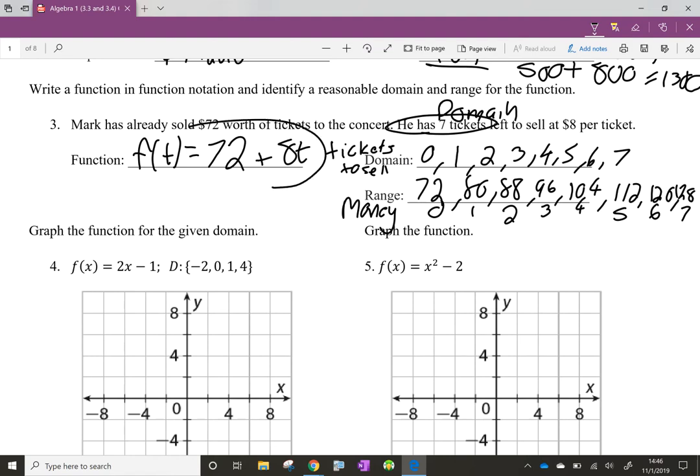But it still follows this function. It's still connected to that function. If I sold 2 more tickets, I would add $16 to my 72 already, and that is $88. So these are connected. It's still related to that function. I just thought it would be easier just to count up by 8 every time successively.